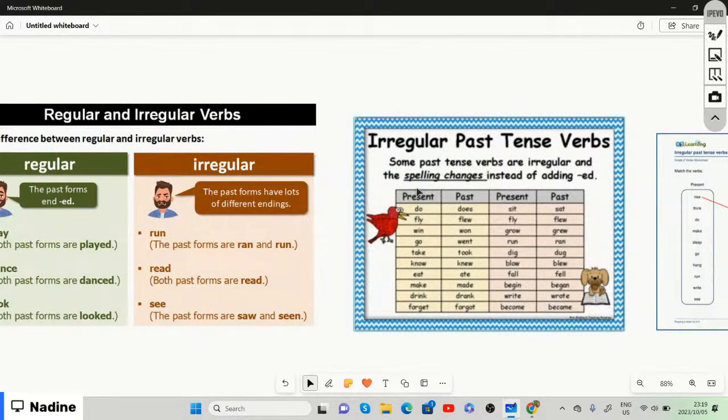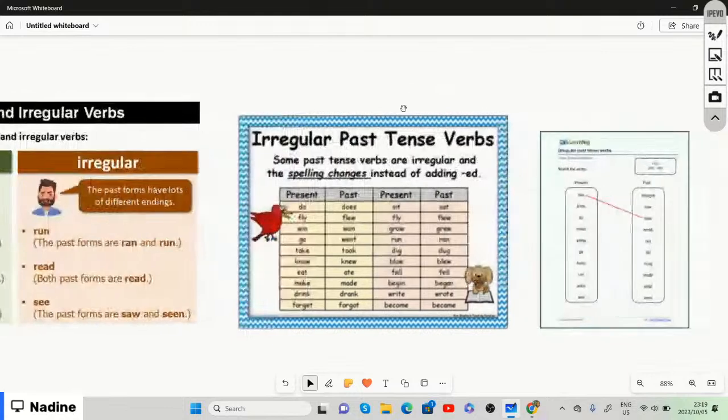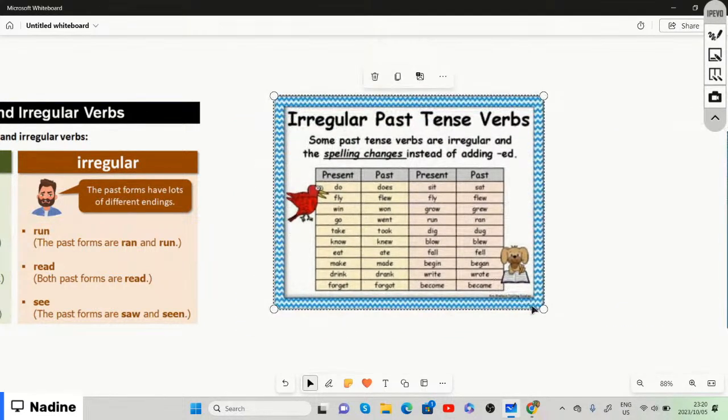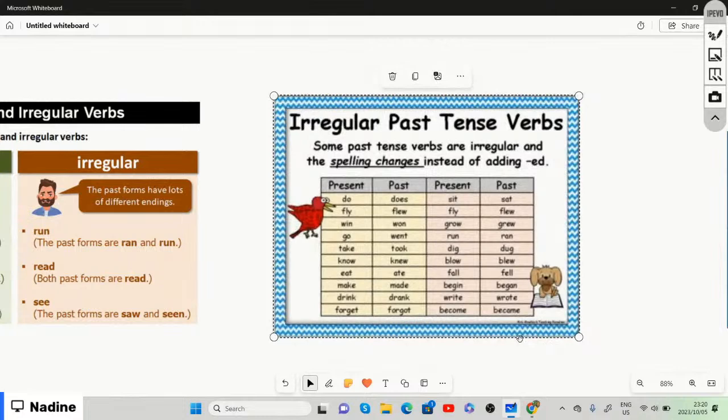All right, so we said that with the irregular past tense, the spelling changes. We don't just have a rule that we follow where we add an ed or anything. The spelling of that word changes. Some past tense verbs are irregular, and the spelling changes instead of just adding ed. And here are but a few examples.